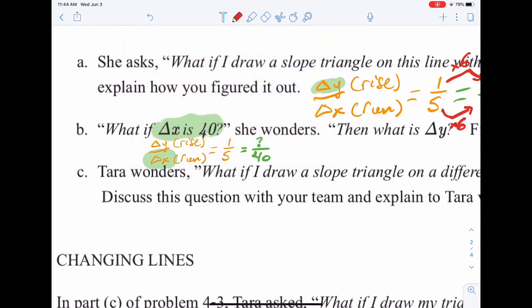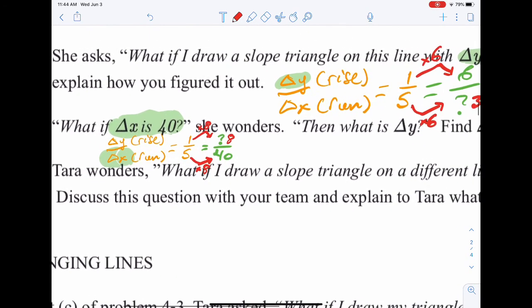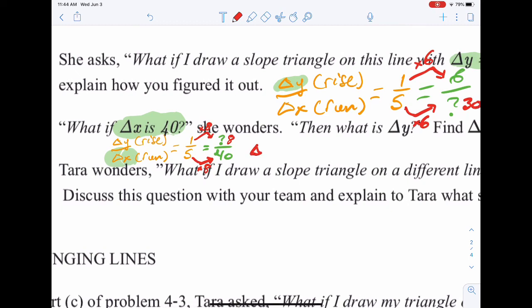To identify the scale factor, we look at 5 and 40, and the scale factor would be 8. We'd multiply 5 times 8 to get 40. And so to get the change in y, we would apply the same scale factor. 1 times 8 is 8. So if the change in x is 40, the change in y is 8.